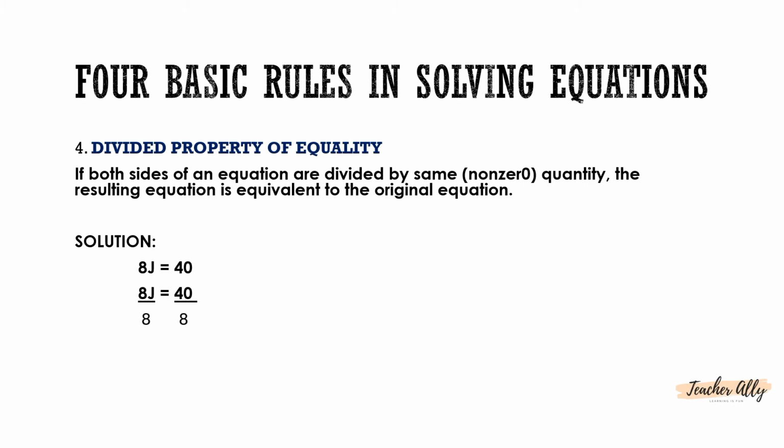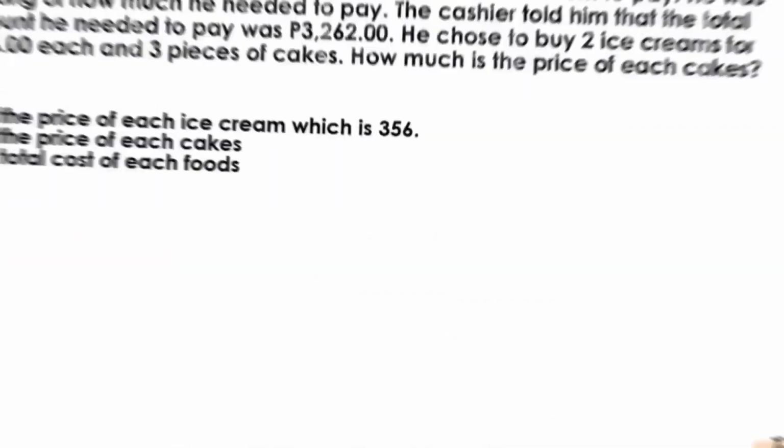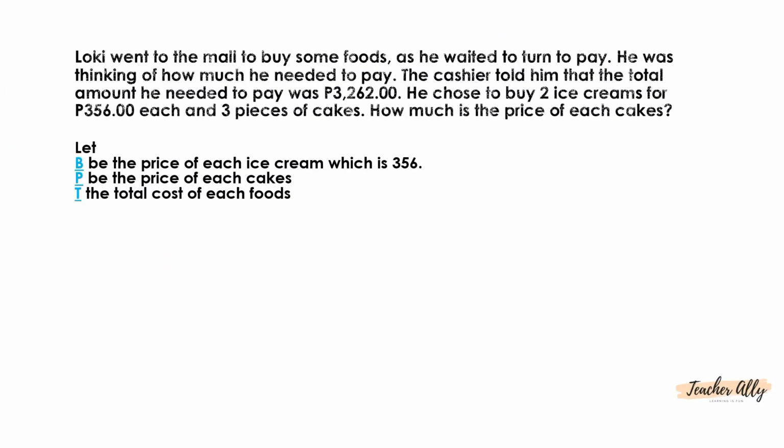8 divided by 8 is equal to 1. So we will cancel it and divide 40 by 8. So the value of j is 5. To check if the solution is correct, substitute 5 to the original equation. 8 times 5 is equal to 40. Therefore, the solution is correct. Now, let's go back to our first problem.